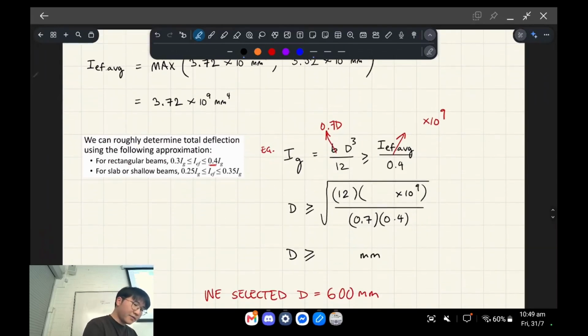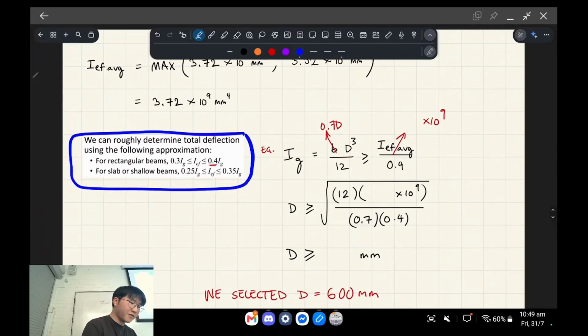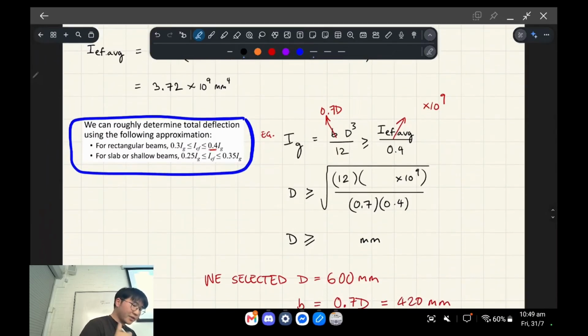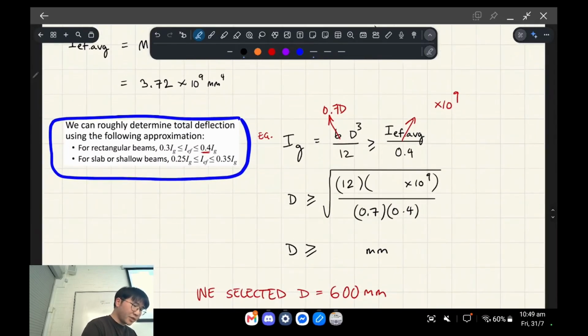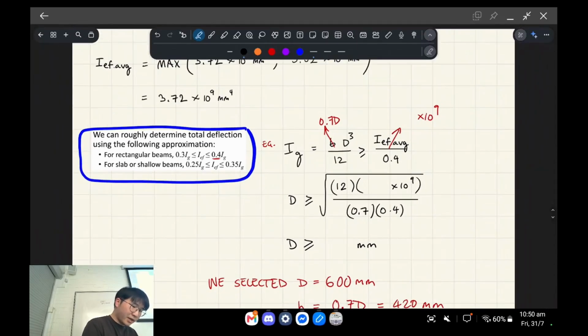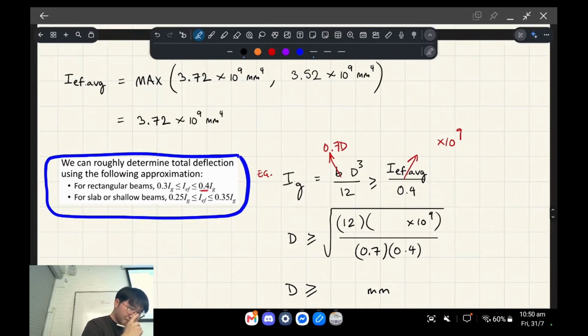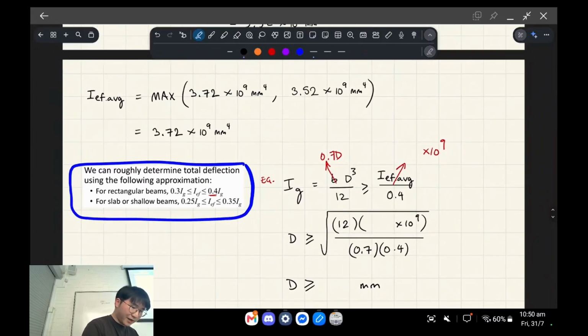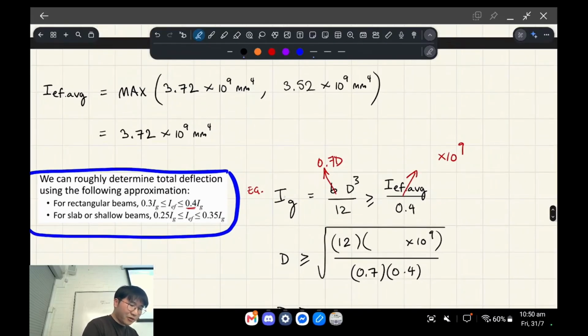All right, and then this is the note from the lecture slides. It says that we can determine the total deflection using the following approximation. So IEF average is related to the stiffness. IEF average is factoring in all these things like cracking, whereas we just want to figure out the depth. We want to refine the depth of our section.